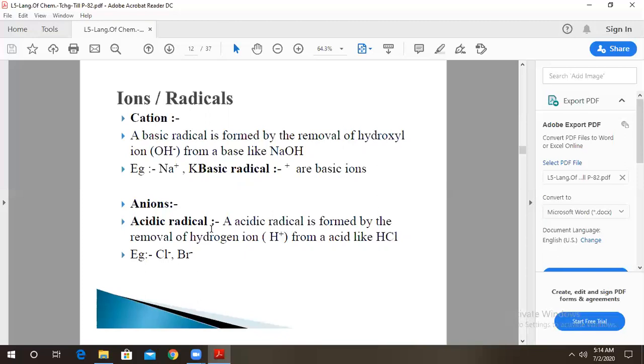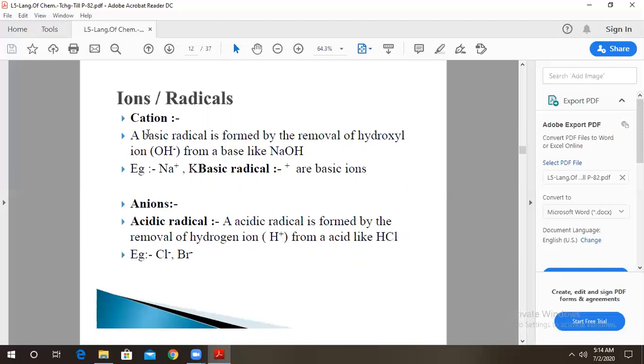Cations: the ions which are formed by loss of electrons are called cations. Cations carry positive charge. Mostly metals have 1, 2, and 3 electrons. They lose these 1, 2, and 3 electrons to become stable, and therefore metals form cations. Metals form cations. Example, Na plus, K plus, etc.